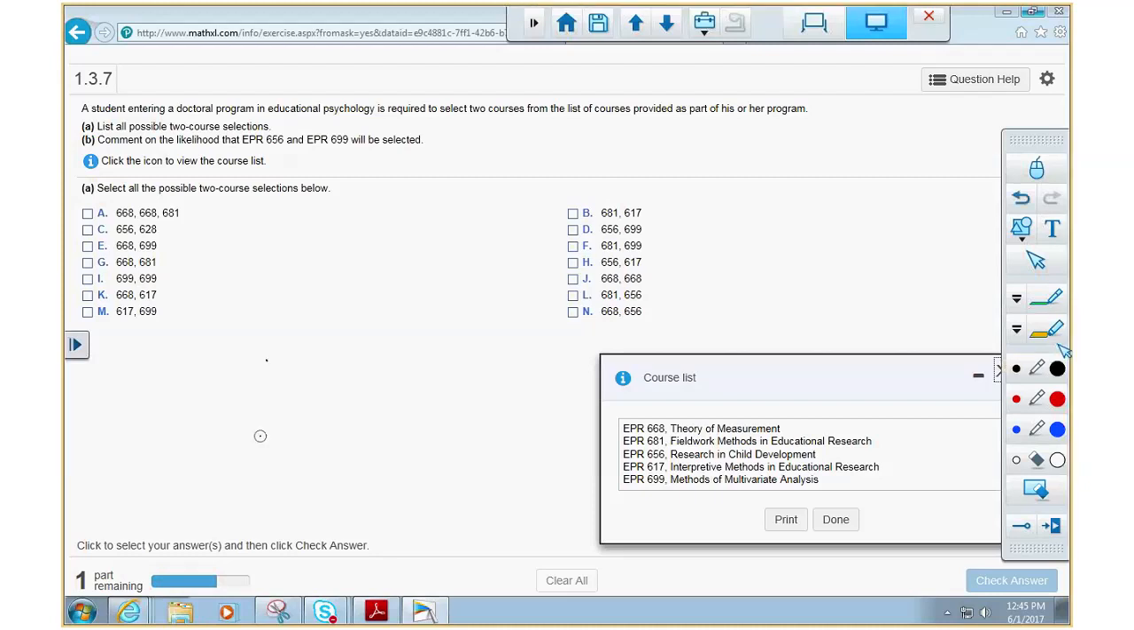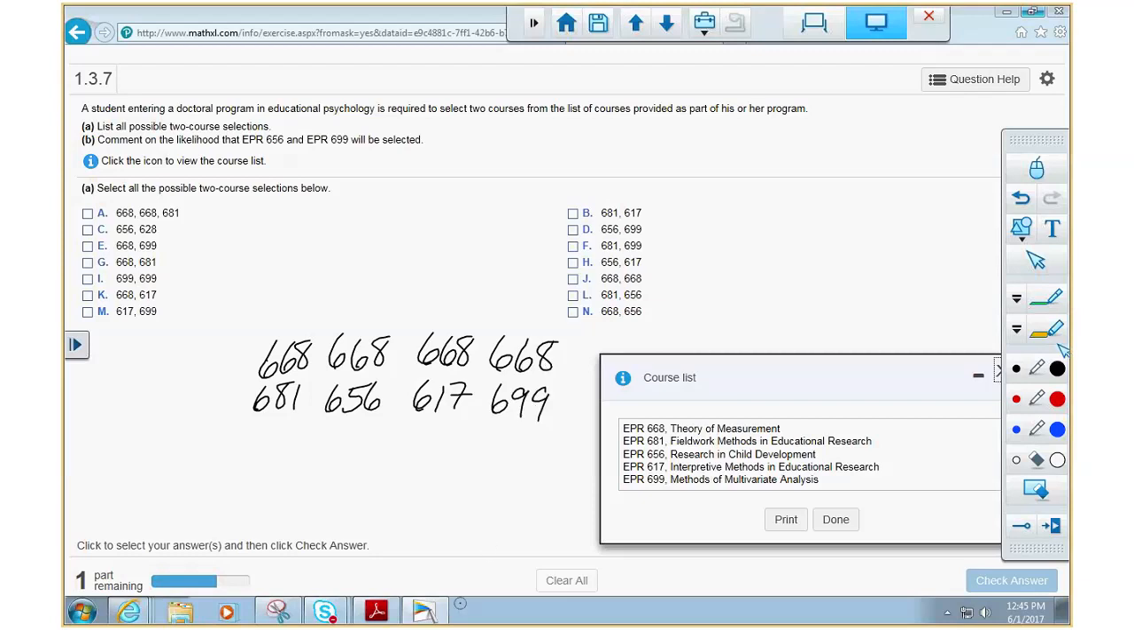668, 681, 668, 656, 668, 617, 668, 699, and then 681, 668. Now, you could say that these 2 are the same. They are. But that goes back to the question, do they want repetitive or non-repetitive? I don't know because it doesn't say. So I'm going to just write them all out and then we can go from there.